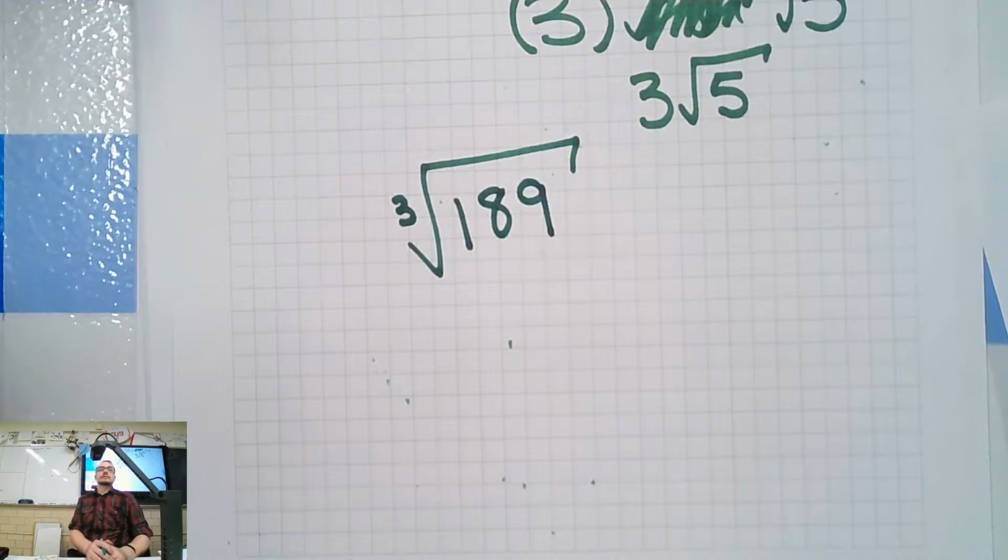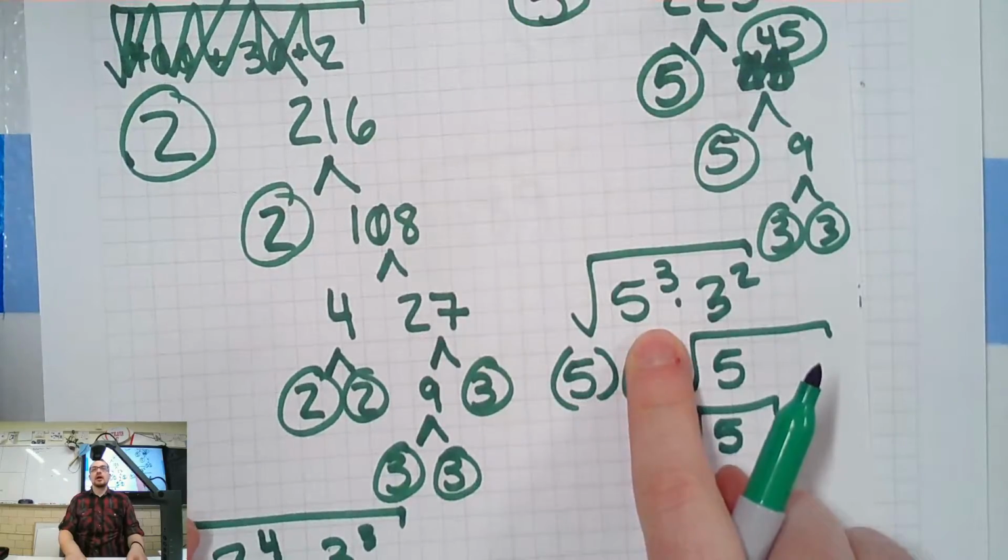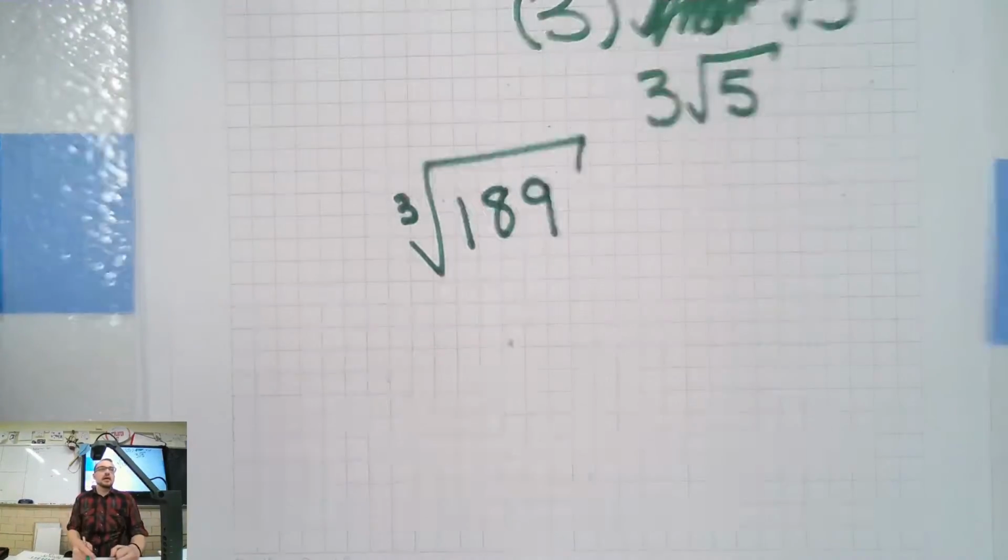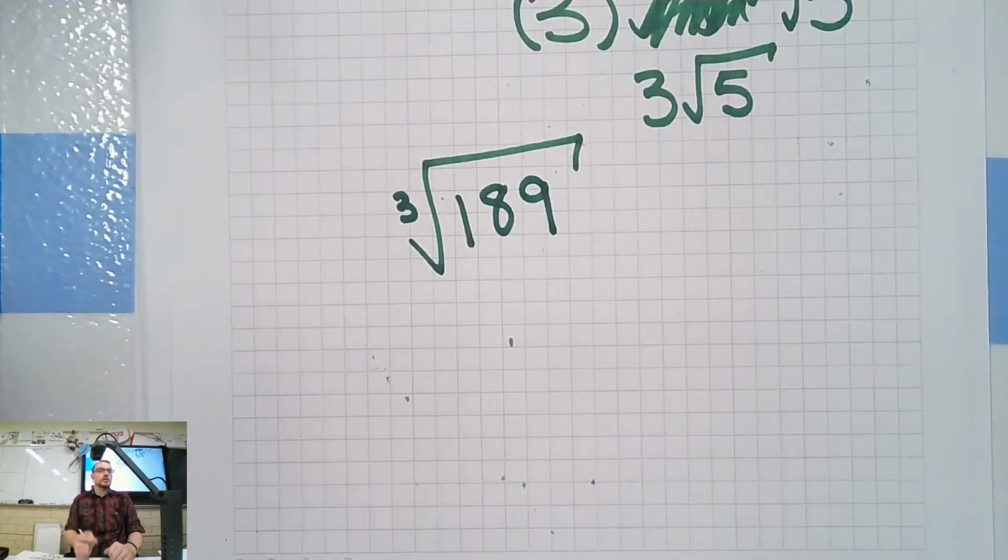That's a cube root. Now, for a square root it takes 2, right? For a cube root, it takes 3, right? If you have 3 cubed, what's the cube root of 3 cubed? 3, right? One 3 gets out.